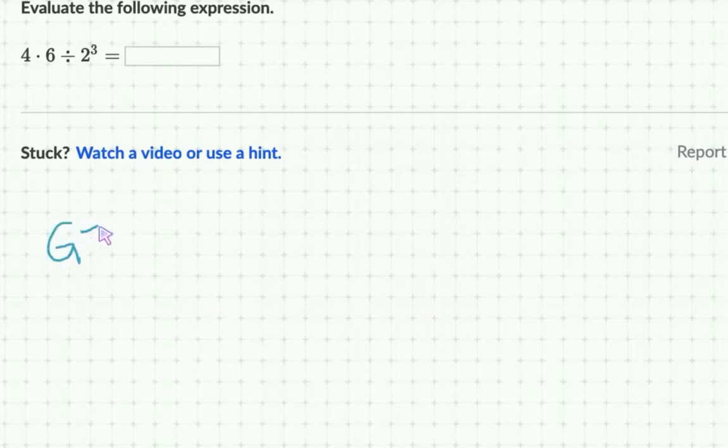All right, so I'm going to write down GEMS on the side to remind me that I need to do my groupings first, my exponents, multiplication and division, whichever comes first, left to right, and then subtraction or addition, whichever comes first, left to right. And then I'm going to write my problem over again on the right-hand side so that I have room to do my work.